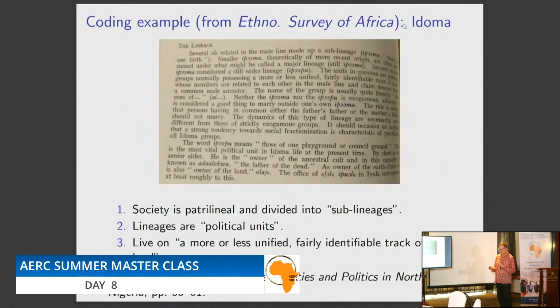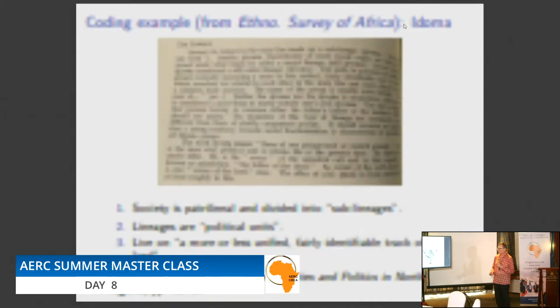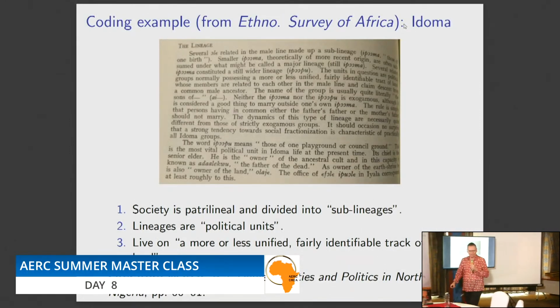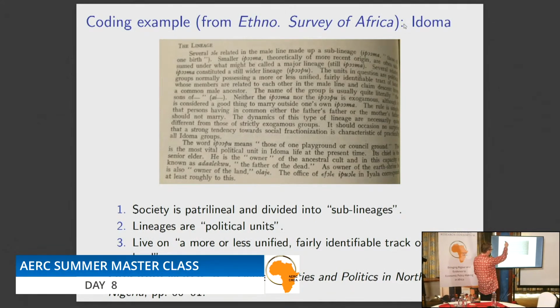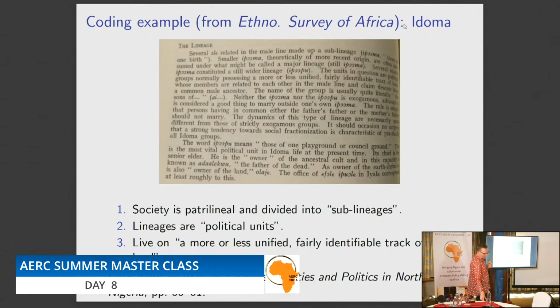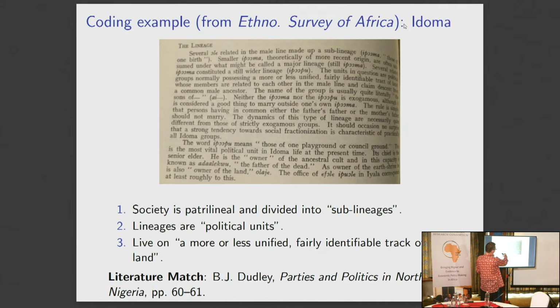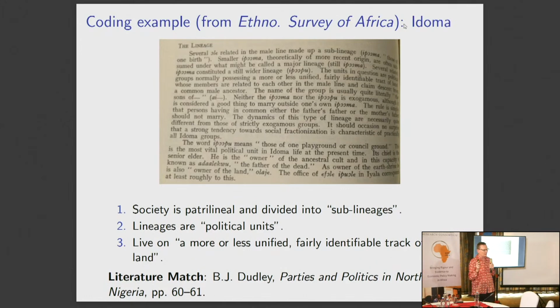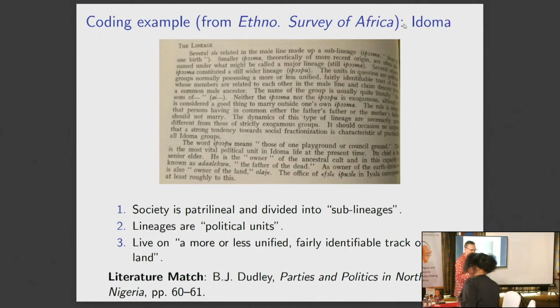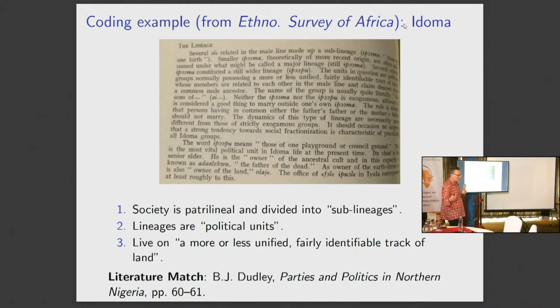So here's an example from Nigeria. This is just a photograph from one of the volumes of the Ethnographic Survey of Africa. This is not one of the more detailed ones, actually. Some of these volumes, of course, are incredibly detailed, because we know a lot about some societies in Africa. We know a lot about Buganda or the Luo or whatever. We know much less about the Idoma, for example. But here's a description of the lineage, okay?